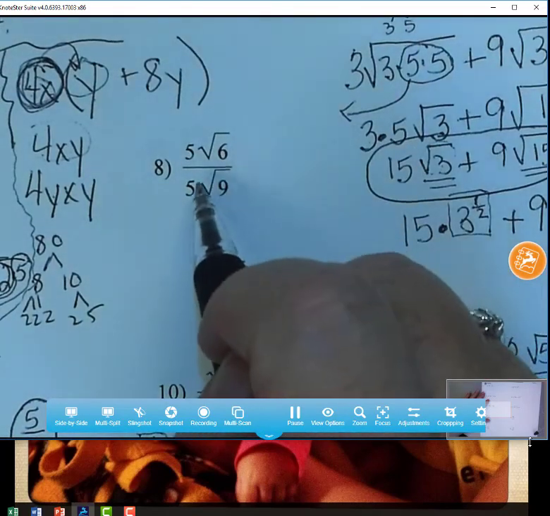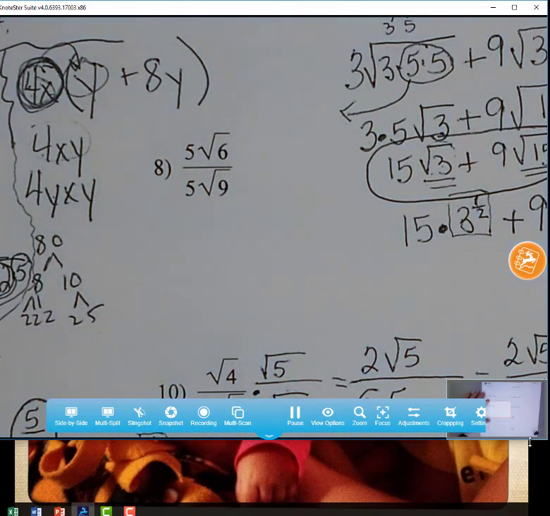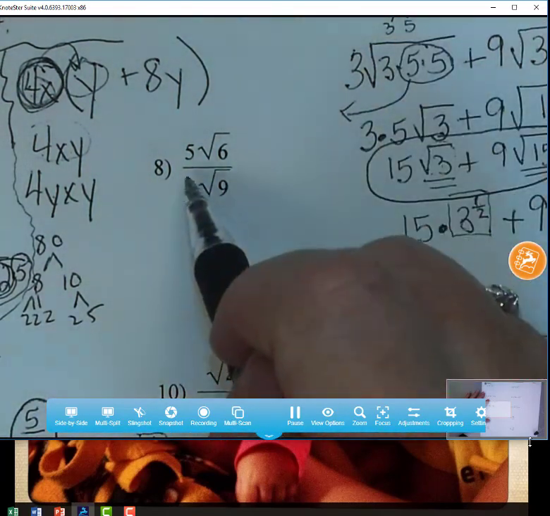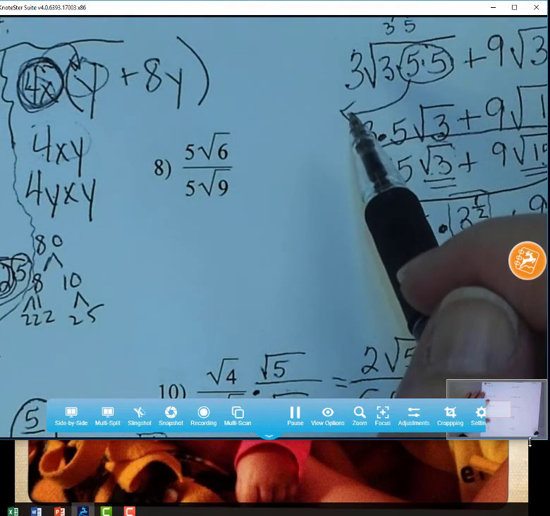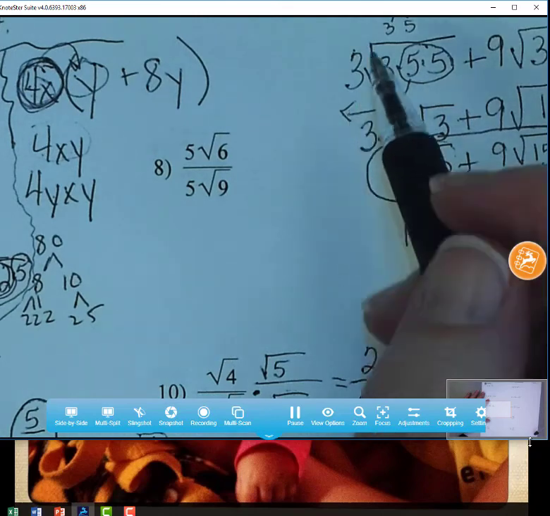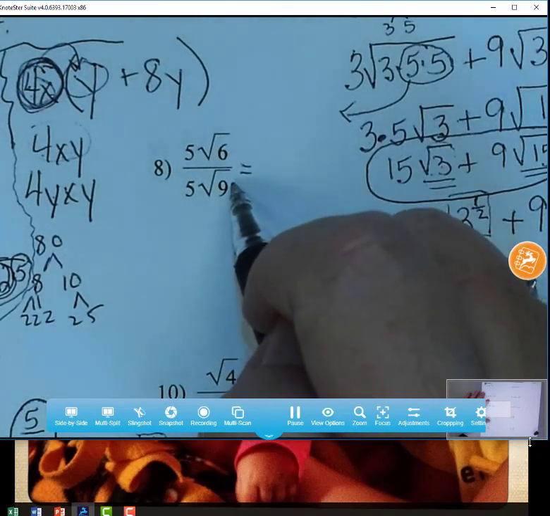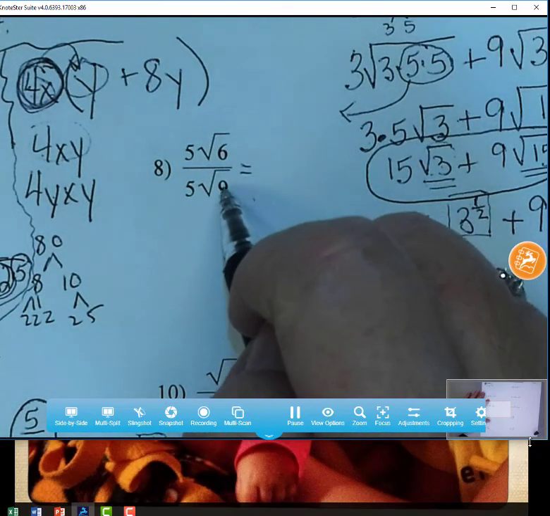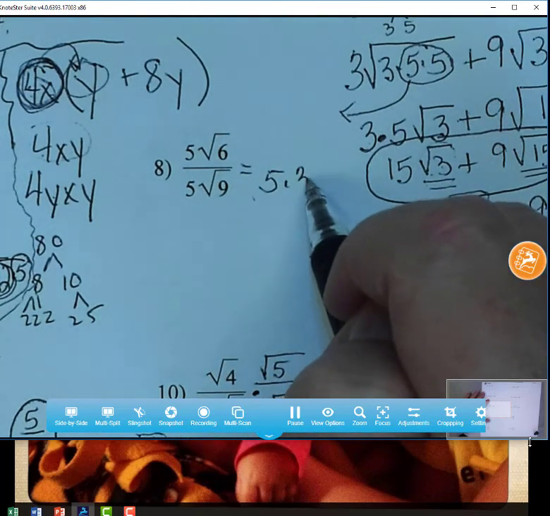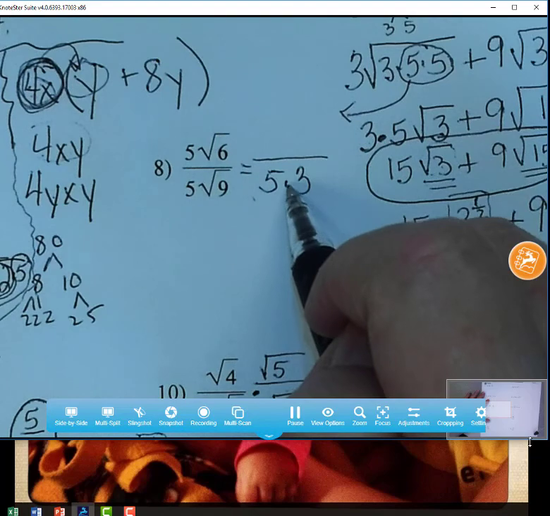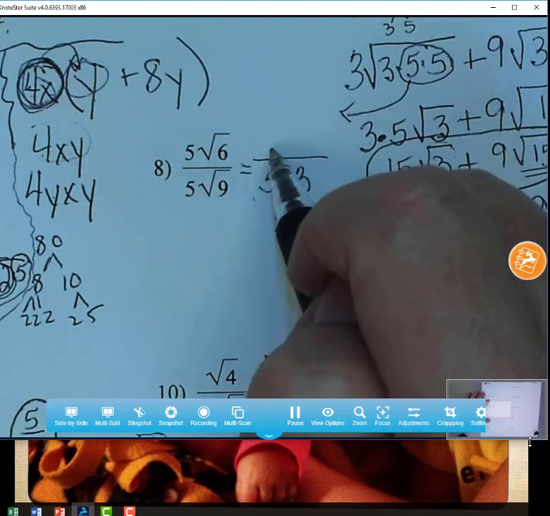Okay. I'm going to go back and do number 8. Is anything here a perfect square? 9, right? What is the square root of 9? 3. Okay, so instead of multiplying by the square root of 9, the square root of 9 is 3. So the denominator becomes 5 times 3. And look, I don't have a radical sign anymore.